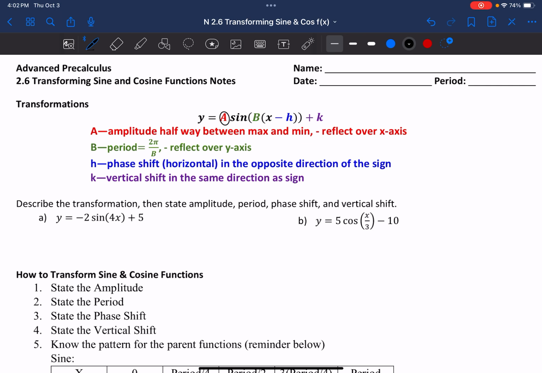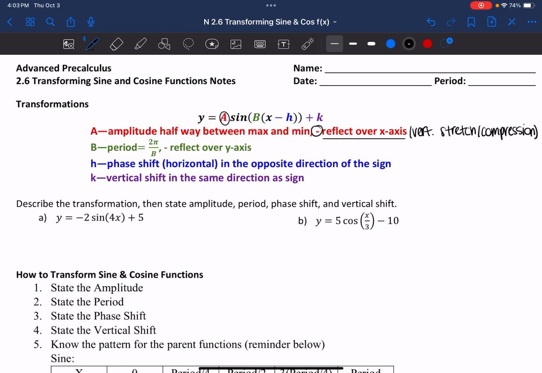So if your amplitude is in charge of that, it either stretches those 2 points to be higher and lower than they originally were, or compresses them to be closer together than they originally were. And that would be what we call a vertical stretch or compression. It also says here that if your a value is negative, it causes a reflection over the x-axis.